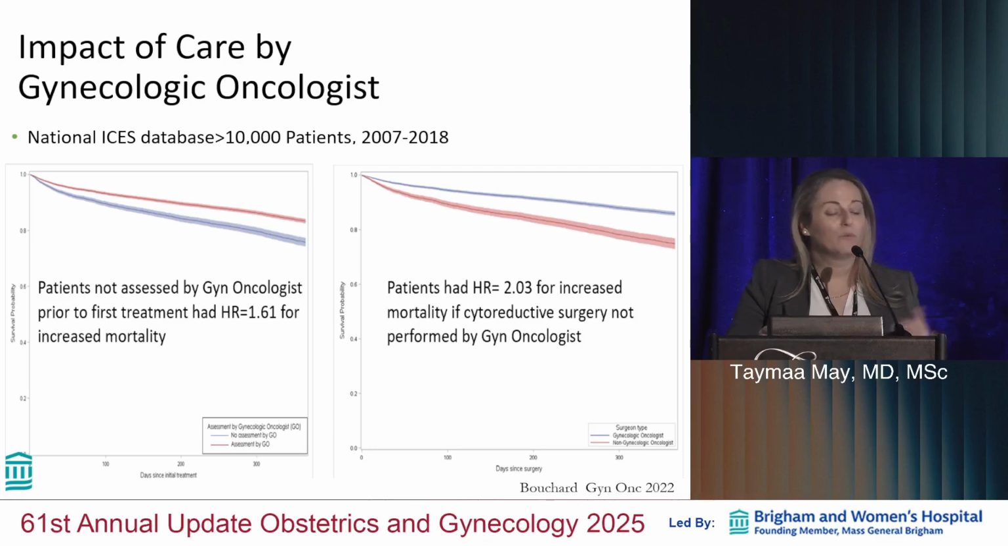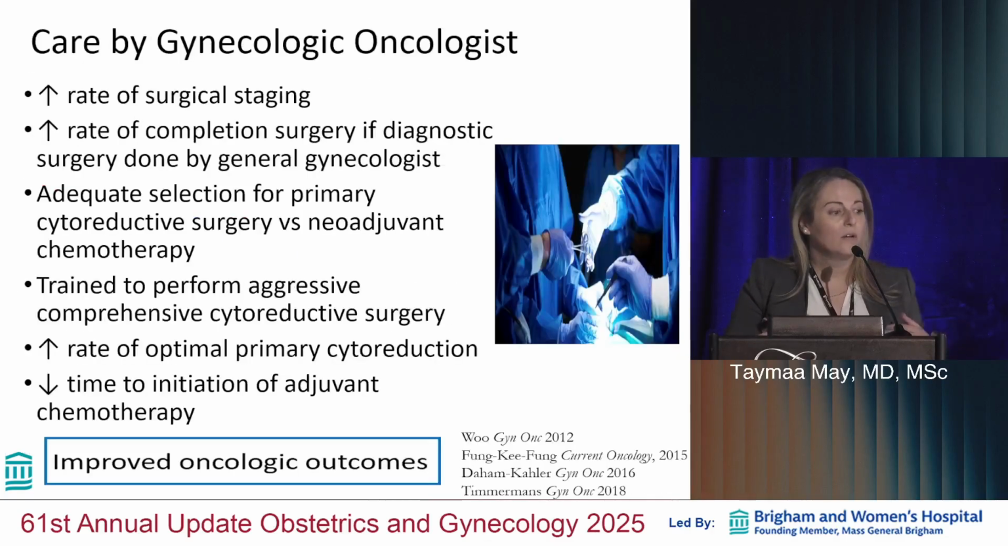And patients' mortality, if their surgery is done by a GYN oncologist, is improved by a hazard ratio of 2. So it's not inconsequential. We know that if the patient has surgery by the specialist oncologist, the rate of surgical staging is higher, the rate of completion surgery, if they had a diagnostic surgery, is higher. The adequate selection for primary surgery versus neoadjuvant chemotherapy is more comprehensive.